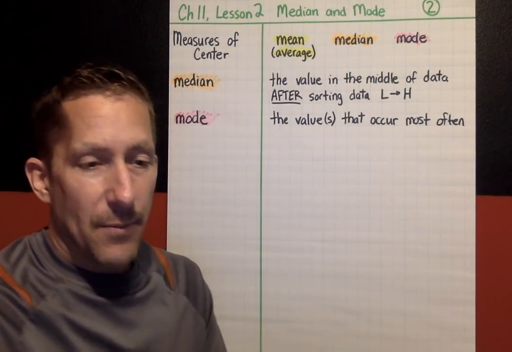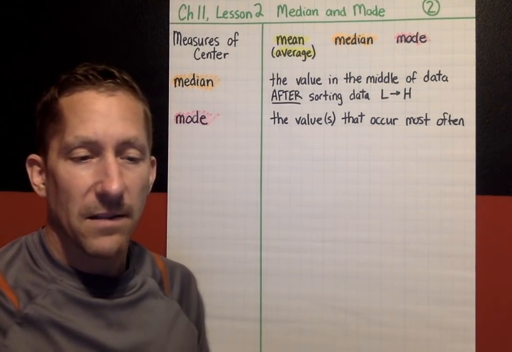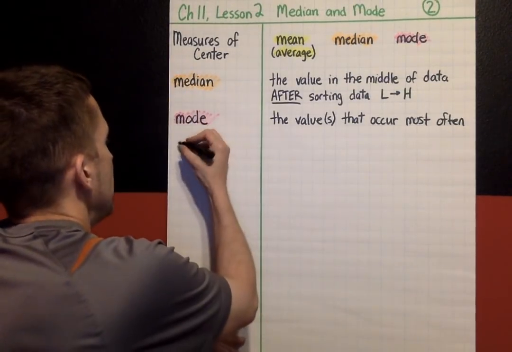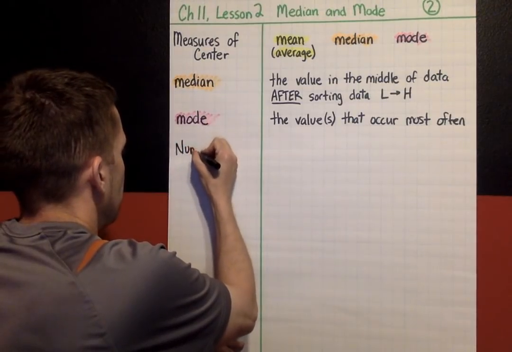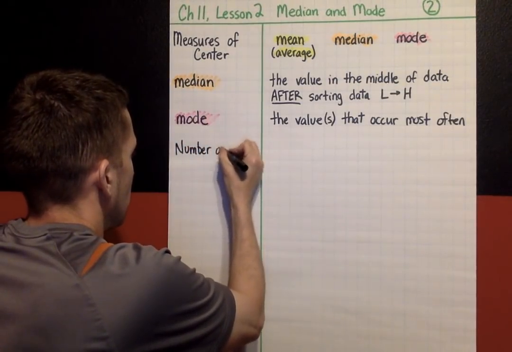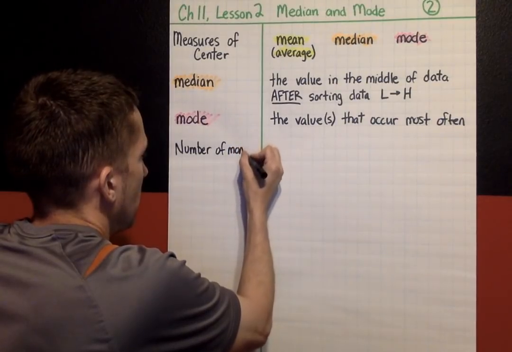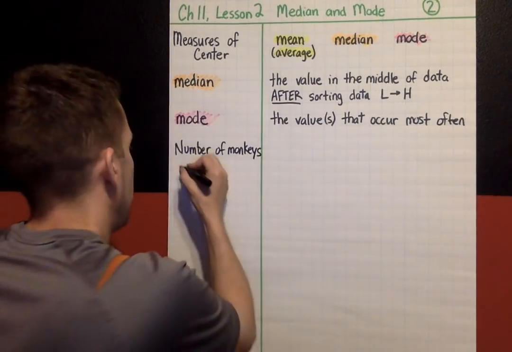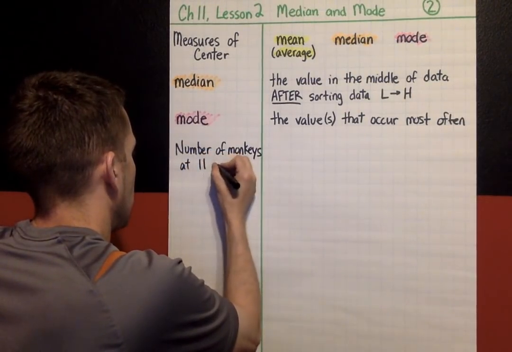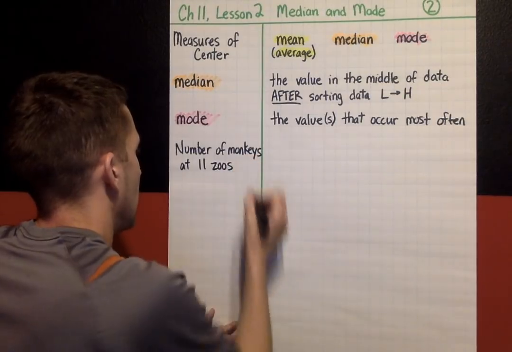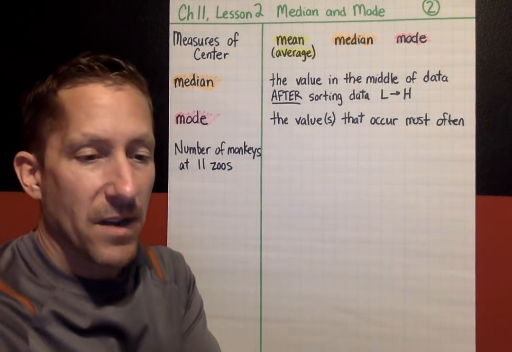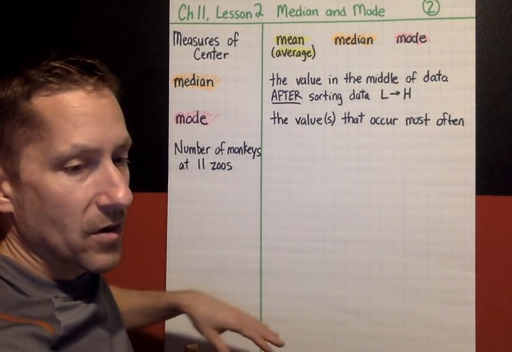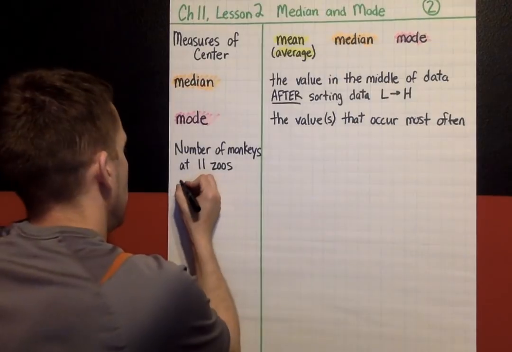All right, for the first example, we're going to look at the number of monkeys reported in 11 different zoos. So I'm going to write that down. The number of monkeys. This is just a way of getting a set of data. Number of monkeys at 11 zoos. So zoos were surveyed. How many monkeys do you have total at your zoo? And these were the numbers that were reported.